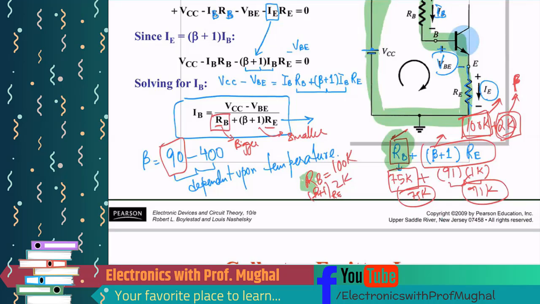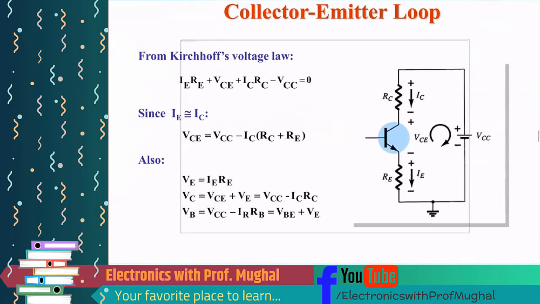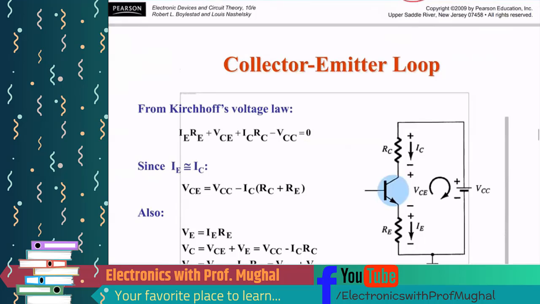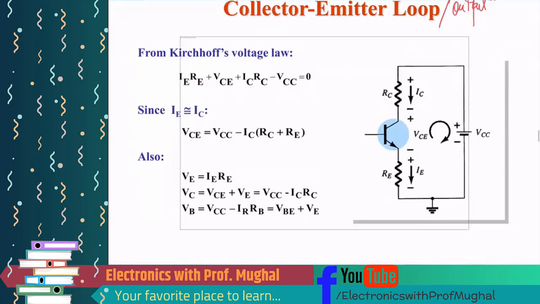That's where we can take the beta and make it temperature independent, okay? Now this is the collector emitter loop, again the output loop. Here we can redraw the circuit like this. So this is the circuit here.